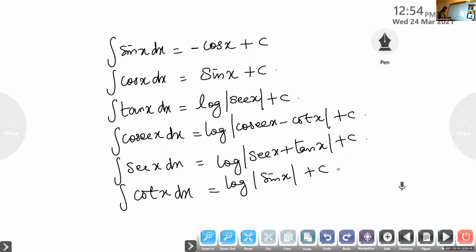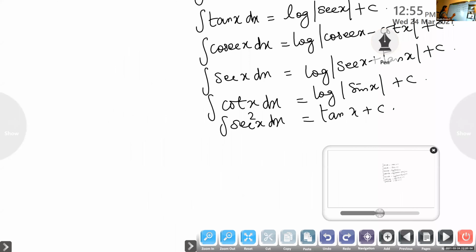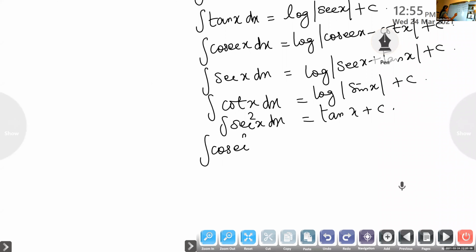And we have learned, what is the integral of sec square x dx? It is tan x plus c, isn't it? The integral of sec squared x dx is tan x plus c. The integral of cosec square x dx is minus cot x plus c.